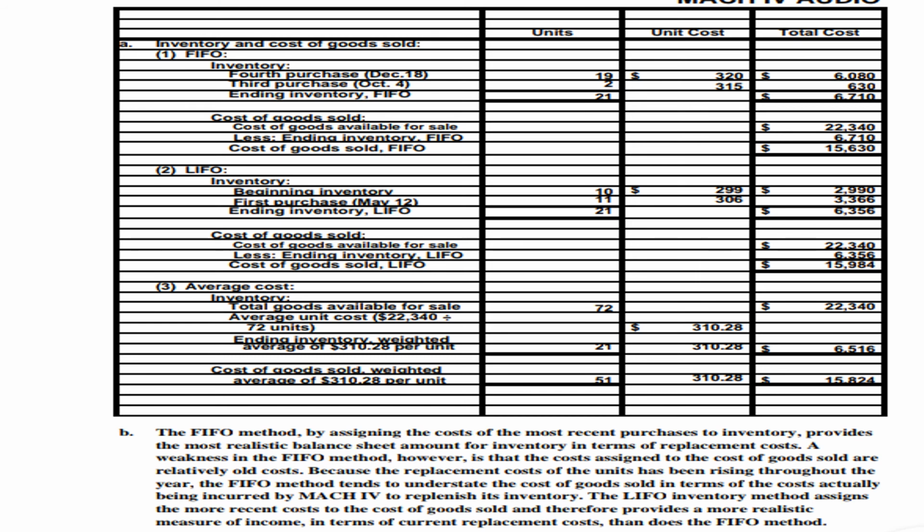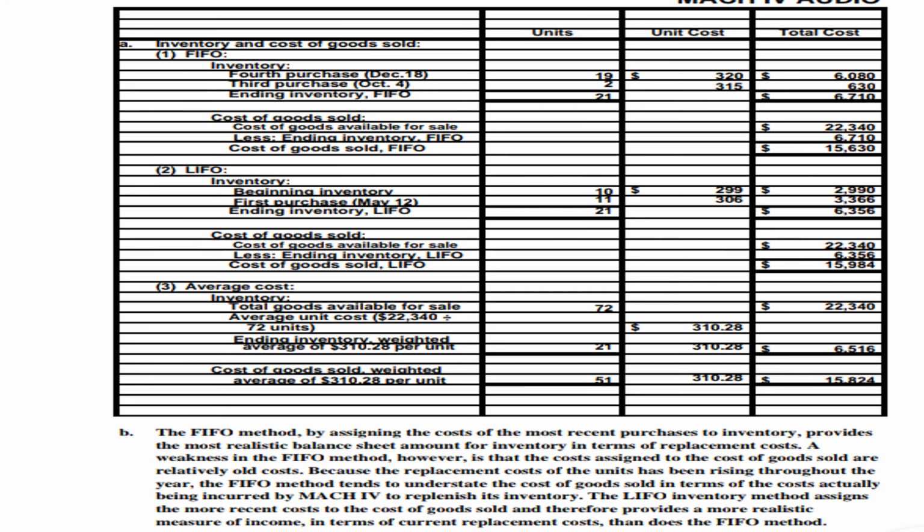Third one is the average cost method. In the average cost method, we'll take the average per unit cost. The average per unit cost is determined by dividing the total cost of goods available for sale by the total units available for sale. In this case, we have 22,340, and the total units in hand is 72. Dividing this, we'll get 310 per unit cost, and the total cost is 6,516. So this is the cost of ending inventory, because we have 21 units in the ending inventory.